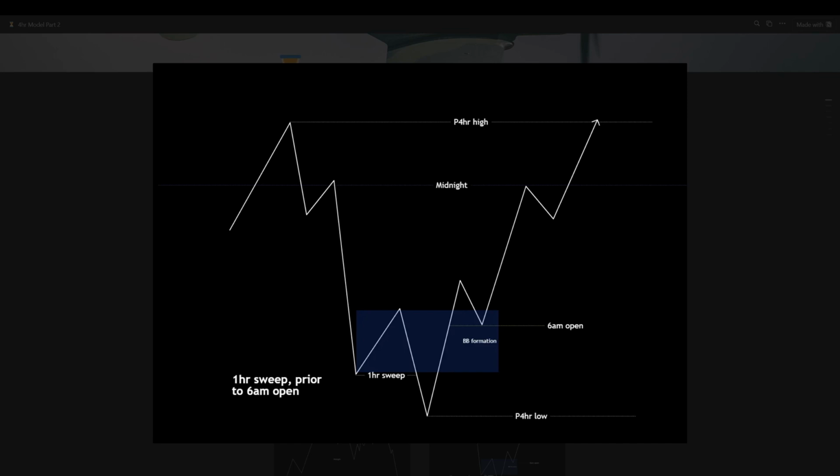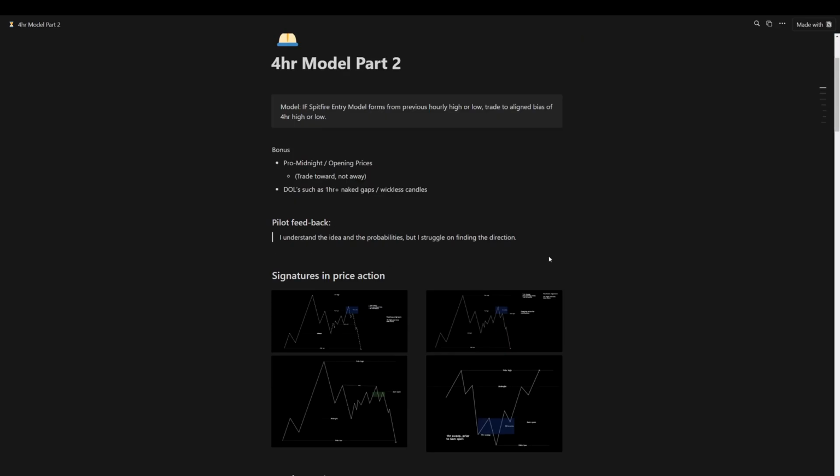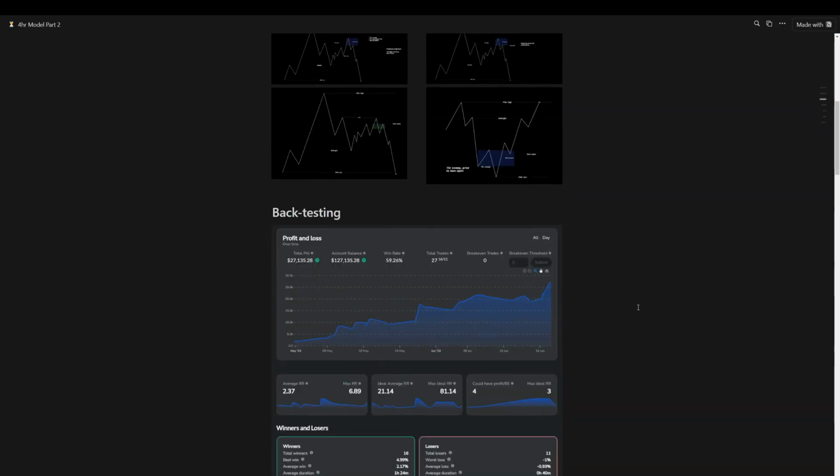It was a little bit difficult to determine where you were going to go just purely based upon the opening reaction, because sometimes you'll move away from the open and you can look to go long towards it or short towards it. But what this is doing is giving you that ironclad mechanical rule set of looking for the 1 hour sweeps. Okay, so they're the signatures we're looking for, and here was the back testing I did.